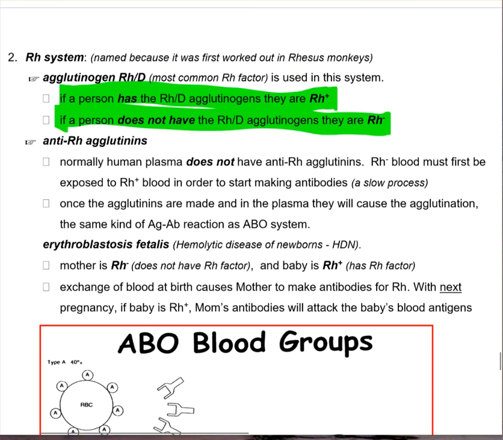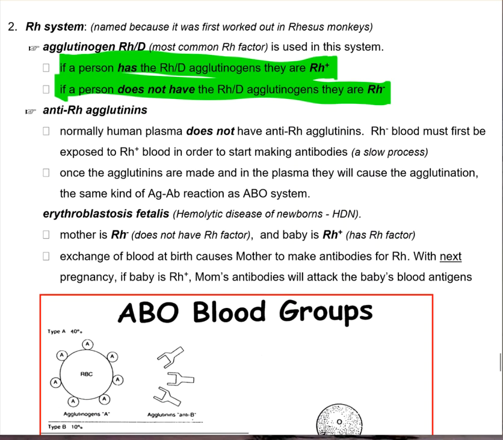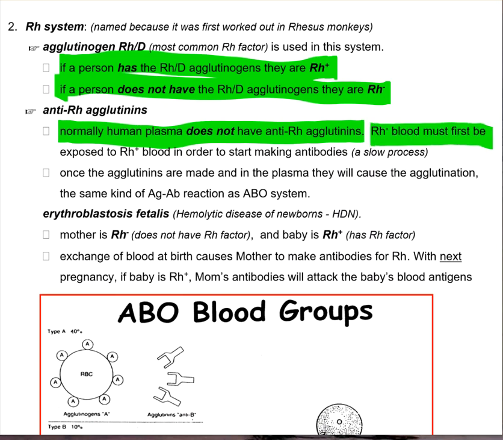But Rh factor is more like normal antibody responses, where we have to see the antigen or agglutinogen before we'll make an antibody. And that's what this is saying here. Normally human plasma does not have the anti-Rh agglutinins or antibody. Rh negative blood must first be exposed to Rh positive blood in order to start making the antibodies. Once the antibodies are there, then we will agglutinate or clump together the blood.